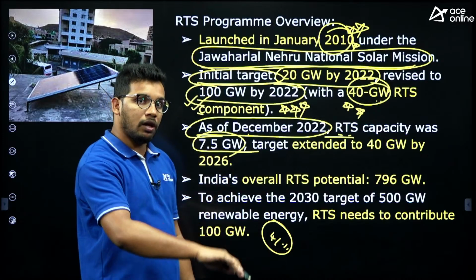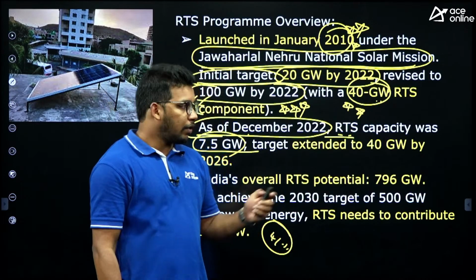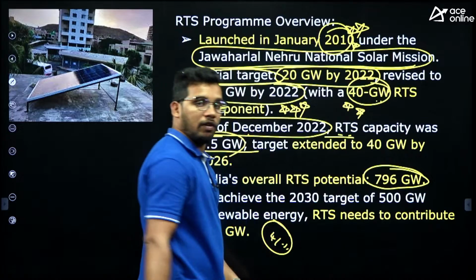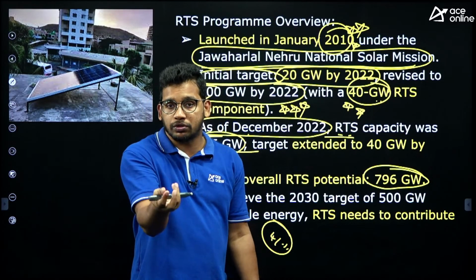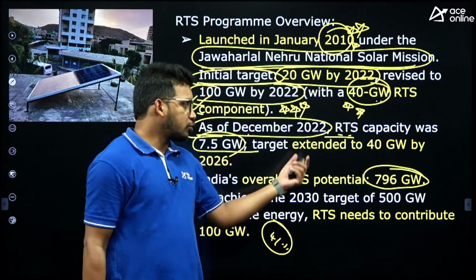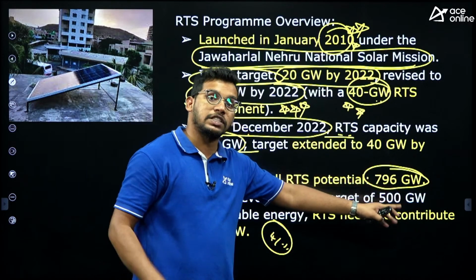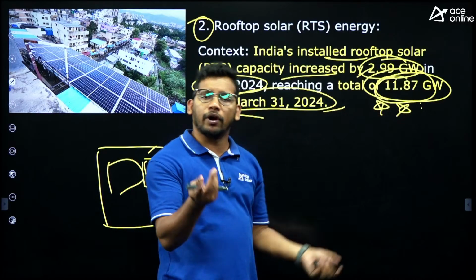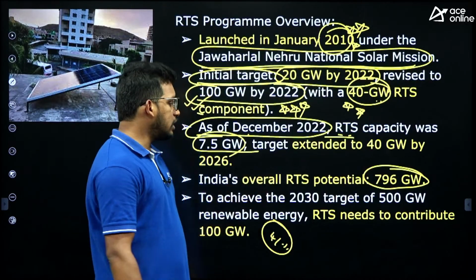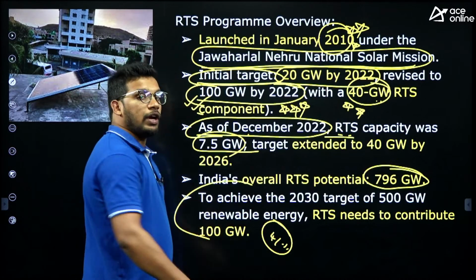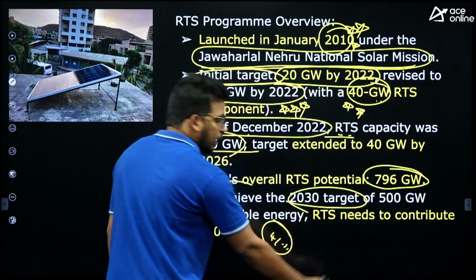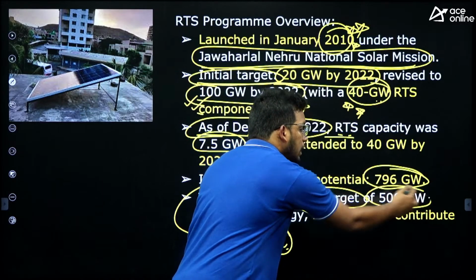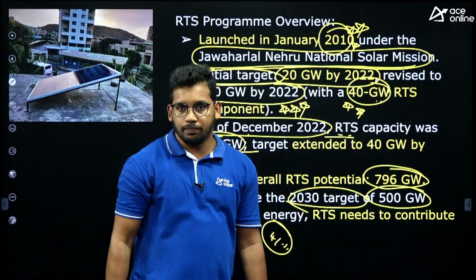India's rooftop solar energy is 11.87 gigawatts, but our capacity is estimated to be around 796 gigawatts. That means if every house put solar panels on its roof, it would lead to generation of 796 gigawatts. So this is our total capacity, but we are just at 11.87, right? This is one of the challenges we have faced. And to achieve more, we have extended the target. By 2030, India has promised at the global level, at the UNFCCC conference and so on, that we are going to add 500 gigawatts of solar energy. Understand this?